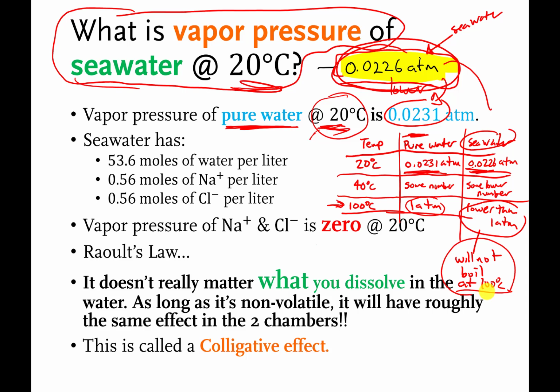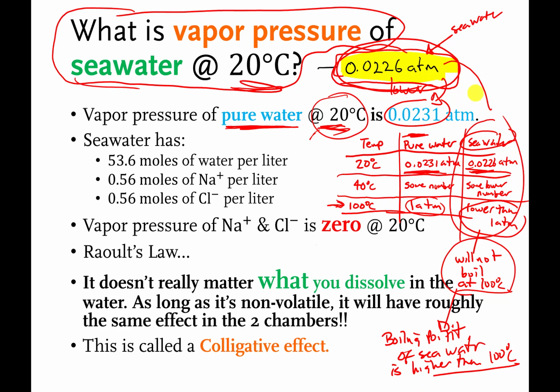And again, just to say this in a slightly different way, the boiling point of seawater is higher than 100 degrees Celsius. It's higher than the boiling point for pure water because seawater just doesn't have as much vapor pressure as pure water at whatever temperature you pick.